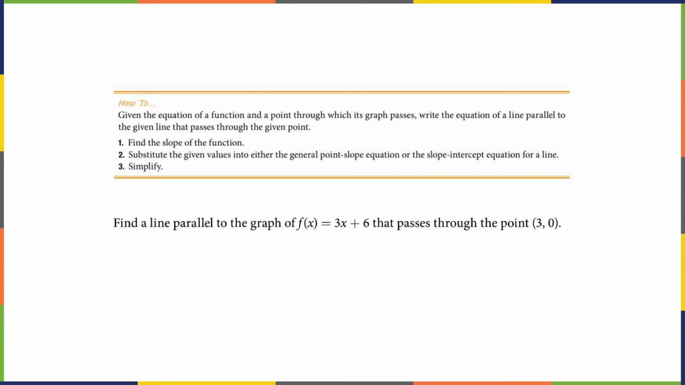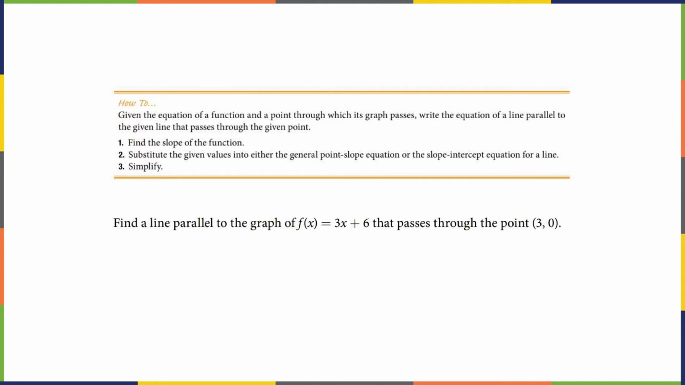So if you're given the equation of a function and a point through which it passes, can you write the equation of a line parallel to it? Well, sure. If you know the slope of the function and you know a point, you can always go straight to point slope form, or even slope intercept form, depending on what point you're given.